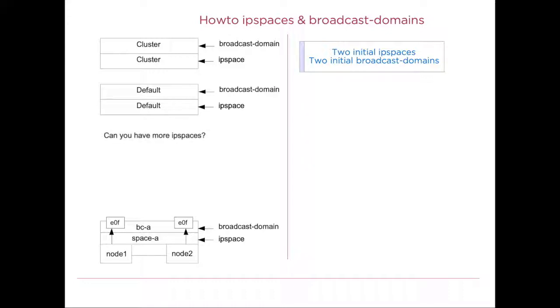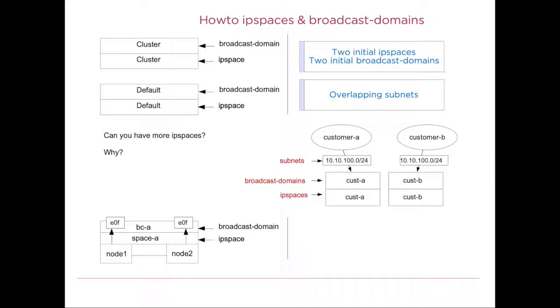Now, can you have more IP spaces? Yes, you can. When you create an IP space, all you do is give it a name. It's an empty container. Then you create 1 or more broadcast domains to which you can add ports. To make a long story short, the only reason why you would want to have a second or third IP space with their own broadcast domains is when you have customers with overlapping IP ranges.